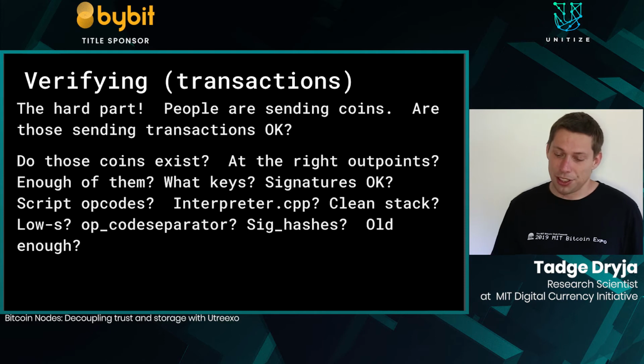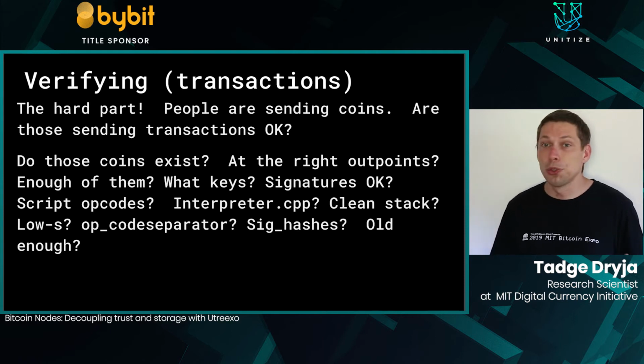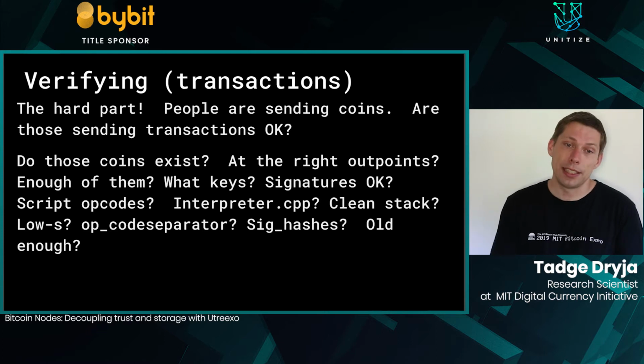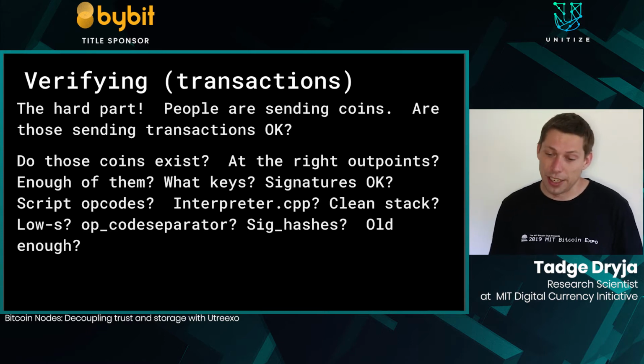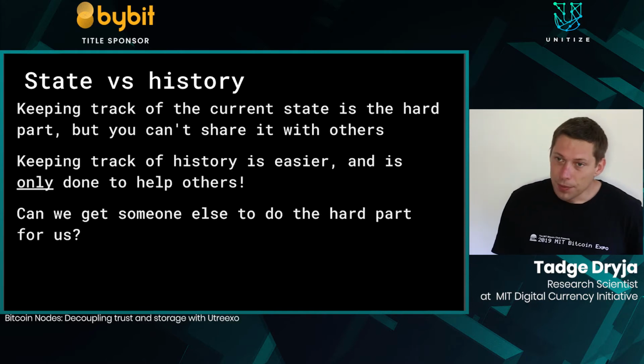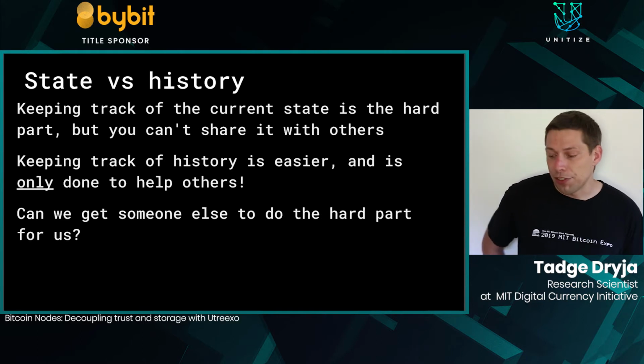A transaction itself can be very small. It can be 200-300 bytes. Looking at it in isolation, you don't know if it's valid. In practice today, you need gigabytes and gigabytes of space to verify a single transaction's validity. And this gets to state versus history, right?